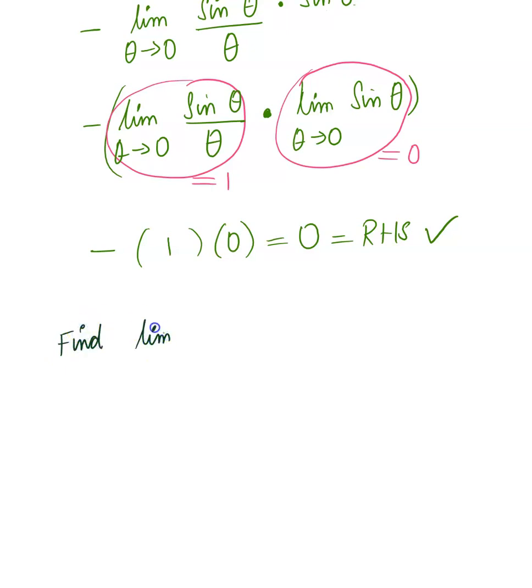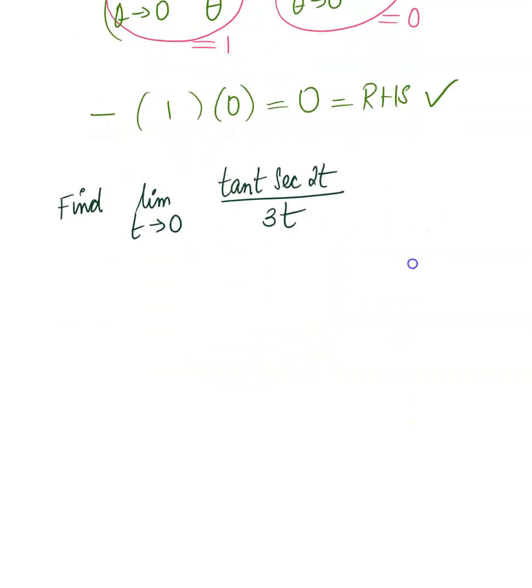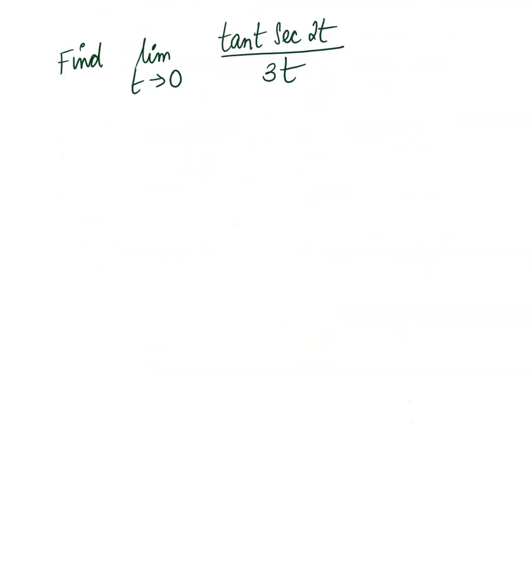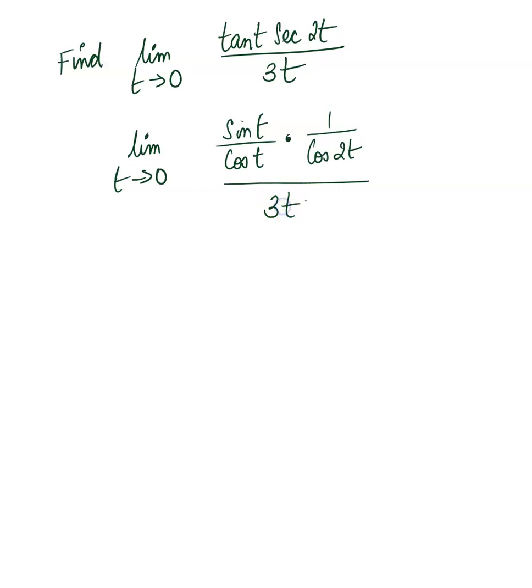Find the limit of tan t secant 2t over 3t. So this is not a proof situation. We have to find the value. First of all, when you have the tan and the secant, we want to rewrite them in their basic form, which is the sine and the cosine. So tan t is sine t over cosine t. Remember to use the same function you see. And secant 2t is 1 over cosine 2t, the reciprocal of cosine, all over 3t.